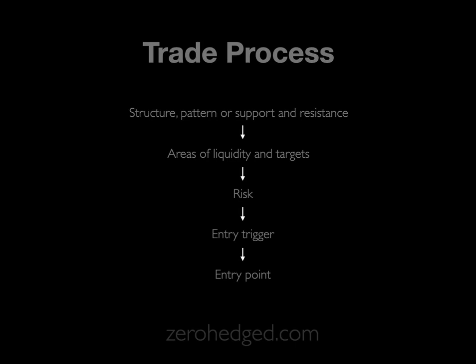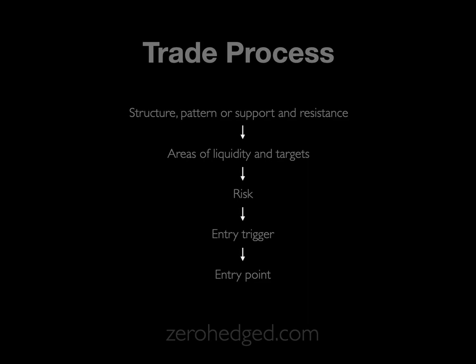Support and resistance, we know what that is. Areas of liquidity and targets. So after identifying the structure, pattern, or support and resistance, then we move on to where we think the market wants to go. Areas of liquidity, highs, lows of previous days, highs, lows of previous weeks. Maybe it wants to trade back into the weekly open. Maybe it wants to trade away from the weekly open. Where does it want to go? Targets, price attraction points on our various macro ranges, whether it be weekly high, low, mid range.